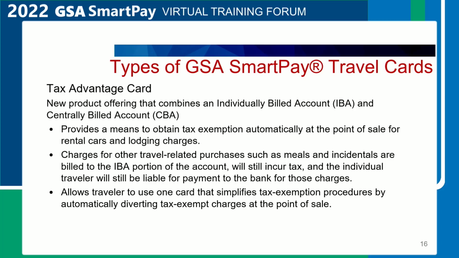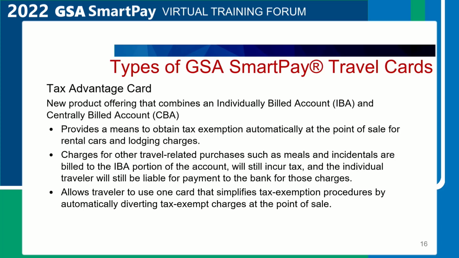Next, we have a tax advantage card. This is a new addition that came under SmartPay 3. The intent of this card is to maximize state sales tax exemption status of CBAs like lodging and rental cars. So this product combines the IBA or individually billed card and centrally billed account. It provides a means to obtain sales tax exemption automatically at the point of sale for rental cars and lodging charges. The CBA portion of the card will allow for tax exemption at the point of sale because the hotel and rental charges are diverted and paid directly by the agency, similar to a standard CBA account.